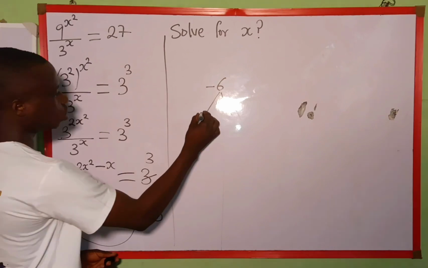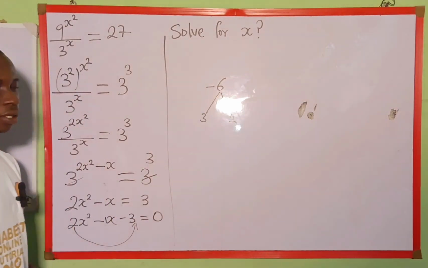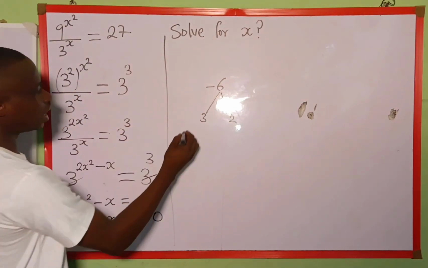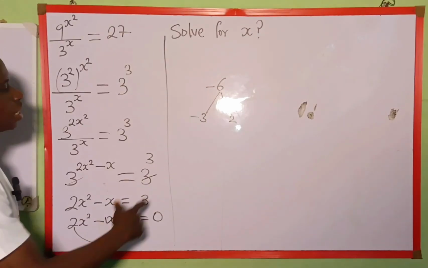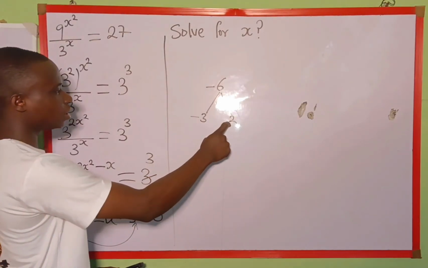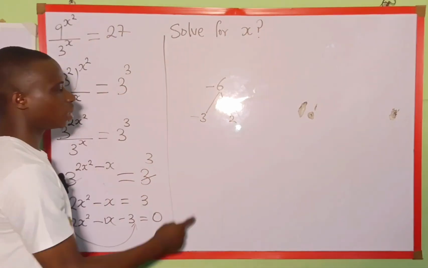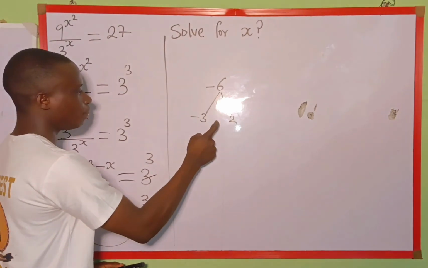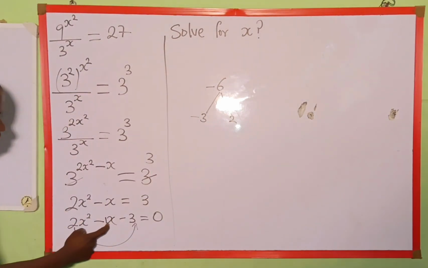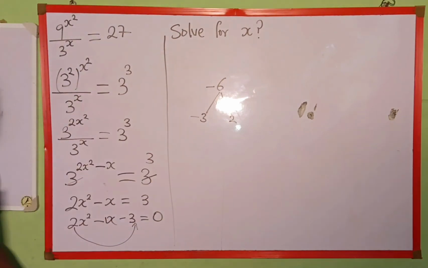Now 3 and 2 are factors of 6. So because of this negative, let's add a negative here. Negative 3 multiplied by 2 is going to give us negative 6. Negative 3 plus 2 is going to give us negative 1. So these are the two numbers we are going to use.